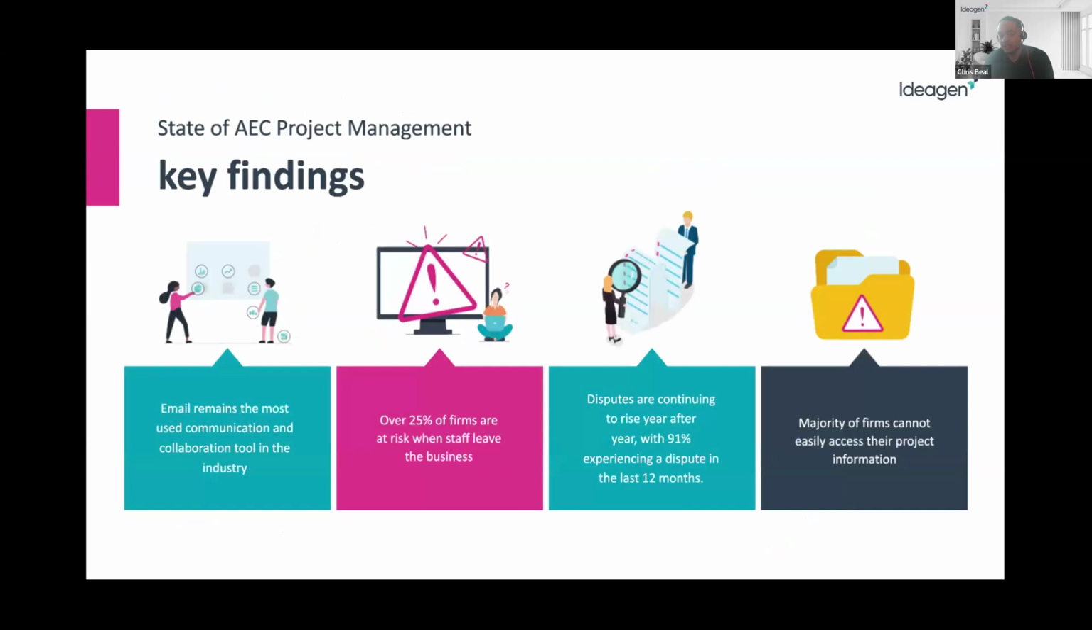If we jump into the main findings of this 2023 report, firstly, the majority of firms have stated that they cannot easily access their project information. We found that 90% of the respondents were concerned about the accessibility and visibility of their project information. Over a quarter of the organizations said that they're at risk when staff leave the business. Our research has found that more and more firms are now aware of the importance of filing emails as part of the offboarding process in comparison to last year. However, 28% still don't require emails to be filed, and it can become very difficult to retrieve.